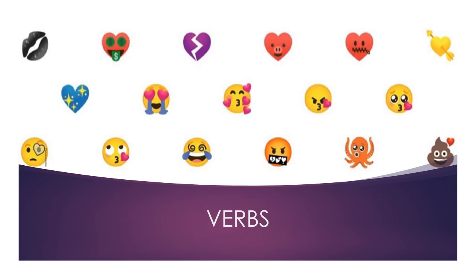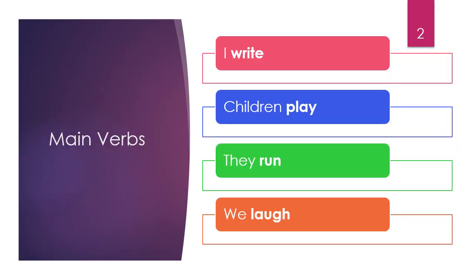Likewise, if you see any other emoji, it will have one meaning or the other, and that meaning would express a certain action. So we say that action telling words in most generic forms may be termed as main verbs. Let us try to understand the same thing using a few examples. I write, children play, they run, we laugh. All these bold words, write, play, run, laugh, are main verbs. They are depicting a certain action that the doer or the subject is doing.